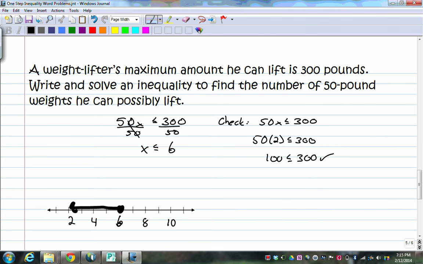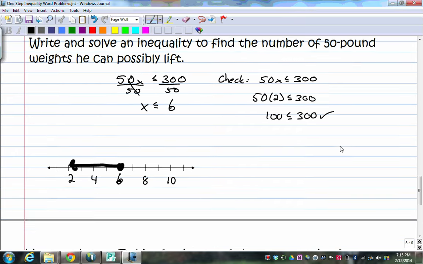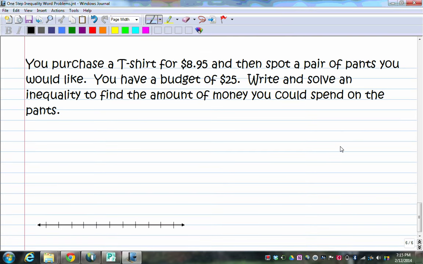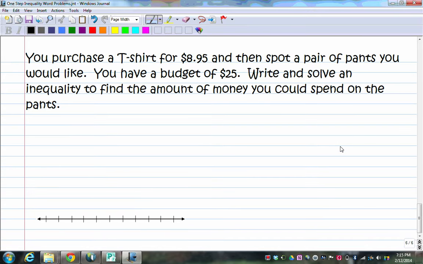Okay? Now, the last one, a little more fun. You purchase a t-shirt for $8.95. Then you spot a pair of jeans you would like. So, you have a budget, though, of $25. Write and solve an inequality to find the amount of money you could spend on the pants. Okay, see if you can solve that.